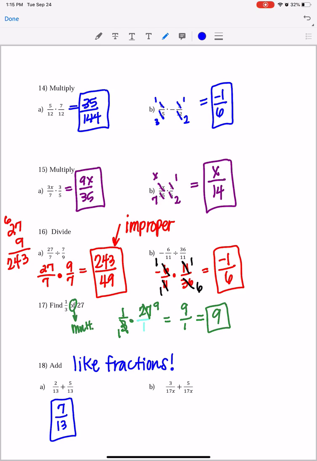So on B, same thing. You've got like denominators. So it means this answer is all going to be over 17x. And then add the numerator. So 3 plus 5 gives me 8. Can I reduce this one? Same thing. 17 is a prime number, so we can't reduce it. So that's my final answer. Like fractions are a lot easier.